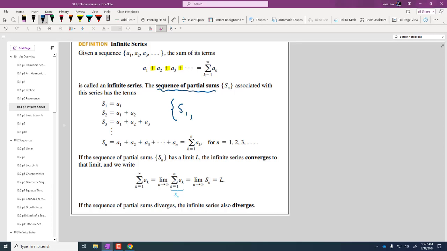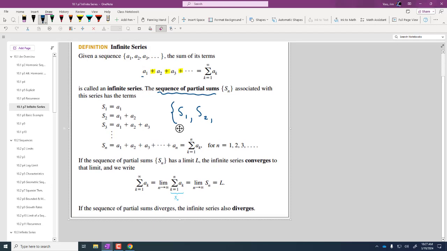We start with S sub 1 being just the first term, and then S sub 2 is the sum of the first two terms. So we're adding one extra term at a time. We're slowly inflating the sum. Add one term, add one term, add one term. And this is the sequence that will tell us whether the series converges or diverges. That is what the sequence of partial sums looks like.